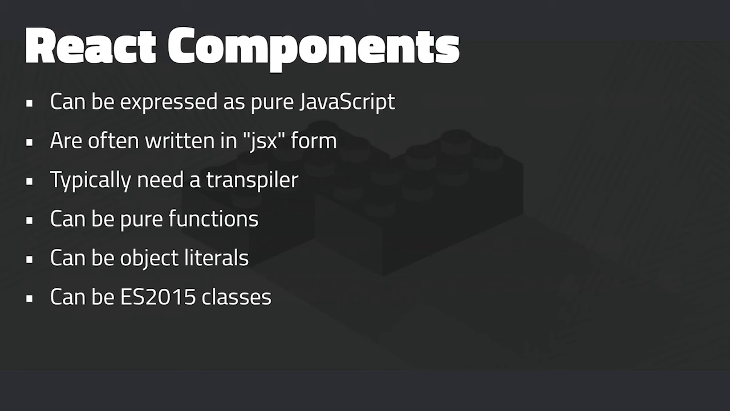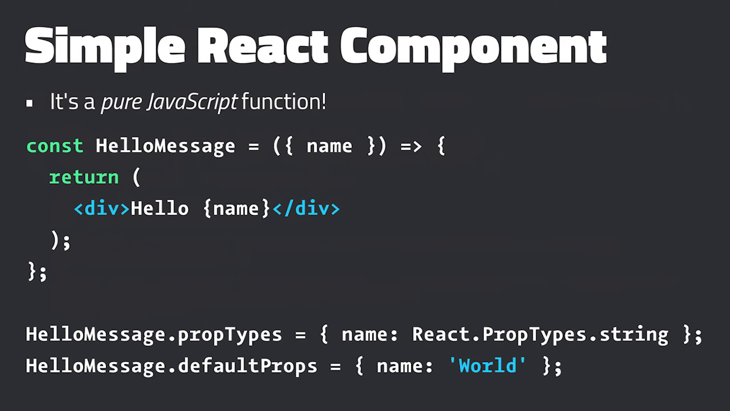They can be pure functions, which is a great way of ensuring that they stay simple. They can be object literals, and this is really handy when you have a little bit of state to manage in your components. And they can also be ES 2015 classes, although I think in the React community we're seeing less of a preference for ES 2015 classes and more of a preference for object literals or pure functions whenever possible.